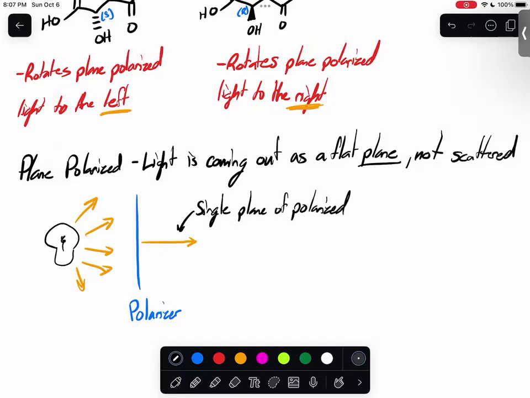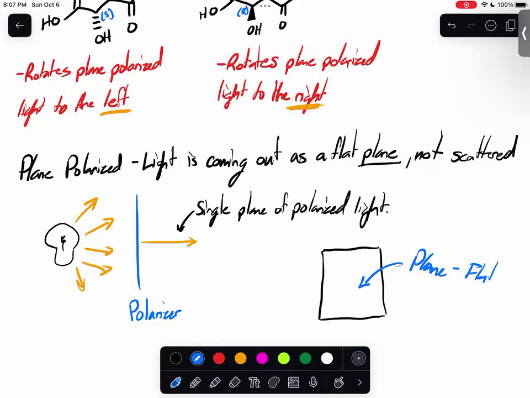And as a reminder for geometry, a plane is just a flat section of what is essentially a square. So it's just like a flat sheet. So you can imagine if this was like a cover, that is what is true of a plane. It's just a flat sheet. Okay? So essentially what we're saying when we're talking about plane polarized is we're saying that it's coming out as a flat sheet of light in one direction.